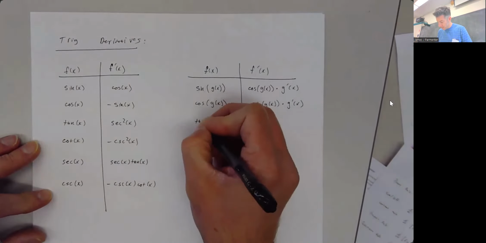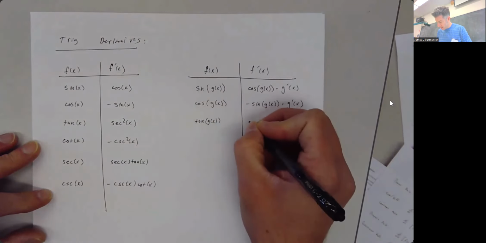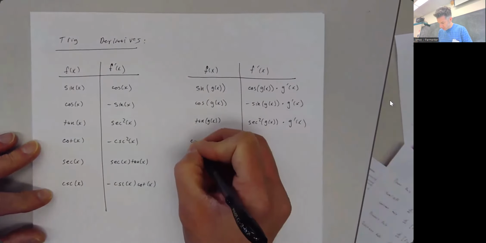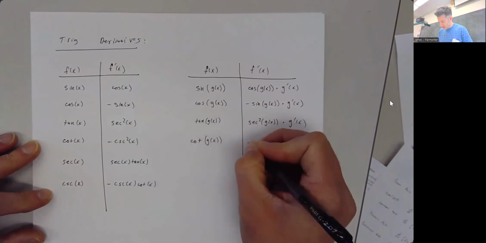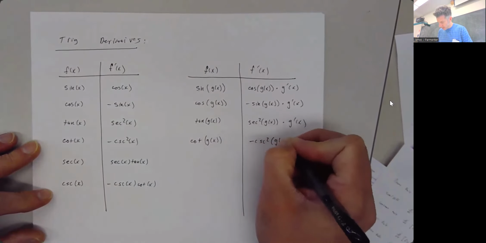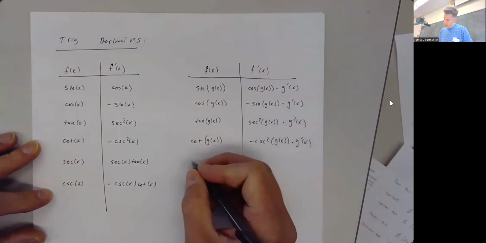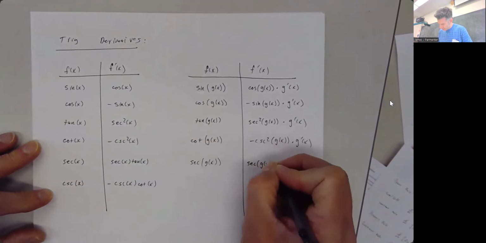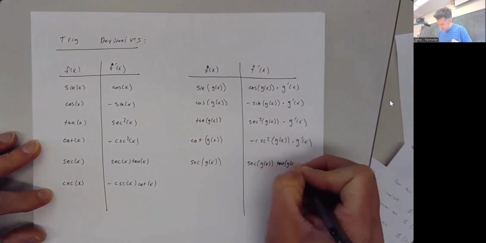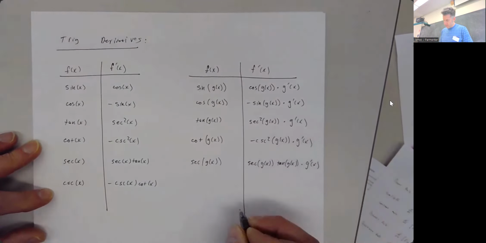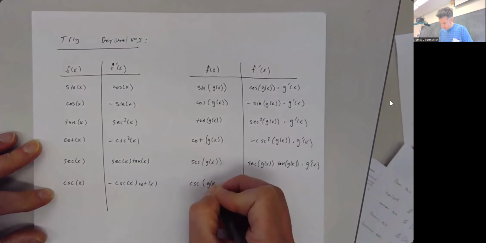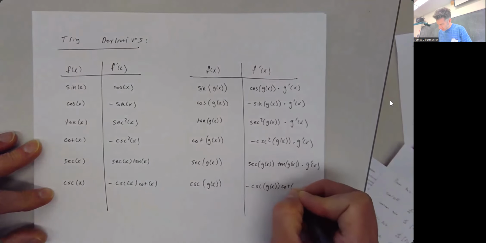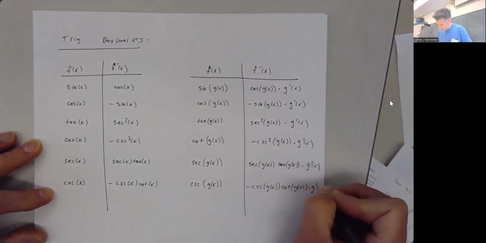And so you could write down the same thing for all of these. The derivative of tangent of g of x is going to be secant squared of g of x times g prime of x. The derivative of cotangent of some stuff is going to be negative cosecant squared of that stuff times the derivative of that stuff. The derivative of secant of some stuff, it gets a little bit tedious here, is secant of that stuff times tangent of that stuff times the derivative of that stuff. And finally, the derivative of cosecant of some stuff is negative cosecant of that stuff times cotangent of that stuff times the derivative of that stuff.